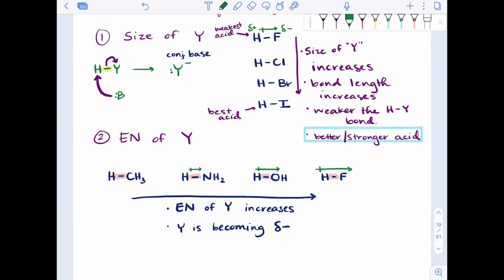And so what does that mean? That means Y is pulling more and more and more electron density away from the proton. The hydrogen, which is a delta plus, is feeling more like a proton. More like H plus, right? The greater the electronegativity of Y, the better the acid. So HF out of this group is the best acid.